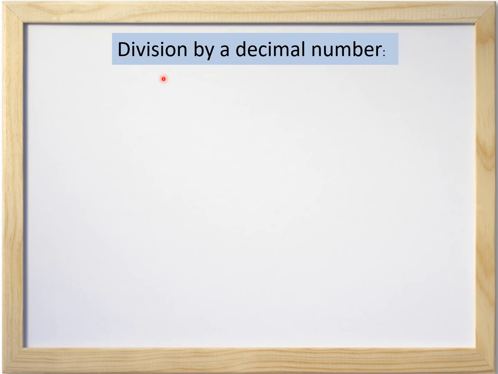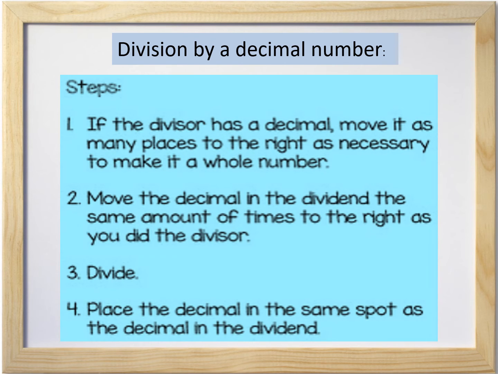Children, now we will learn how to divide when the divisor is a decimal number. That is division by a decimal number. First we will learn the steps. So what is the first step? If the divisor has a decimal point, we have to move it as many places to the right as necessary to make it a whole number. That means if the divisor is a decimal number, we have to move the decimal point as many places to the right as necessary to make it a whole number. And what is the second step?